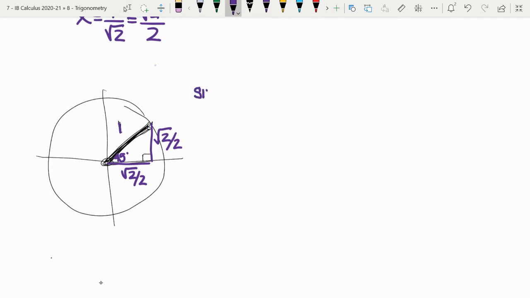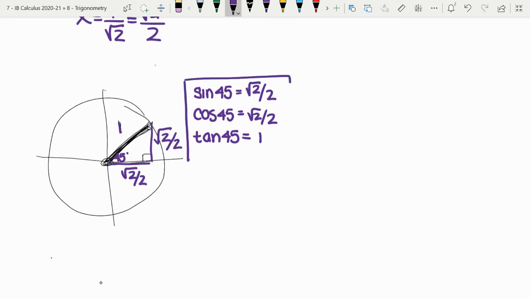We now know that the sine of 45 is rad 2 over 2, right? Because it would be opposite over 1. The cosine of 45 would be the adjacent over my hypotenuse, which is 1, so also rad 2 over 2. And last but not least, my tangent of 45 is sine over cosine. Something divided by itself is 1. These are all things that you have to have memorized.